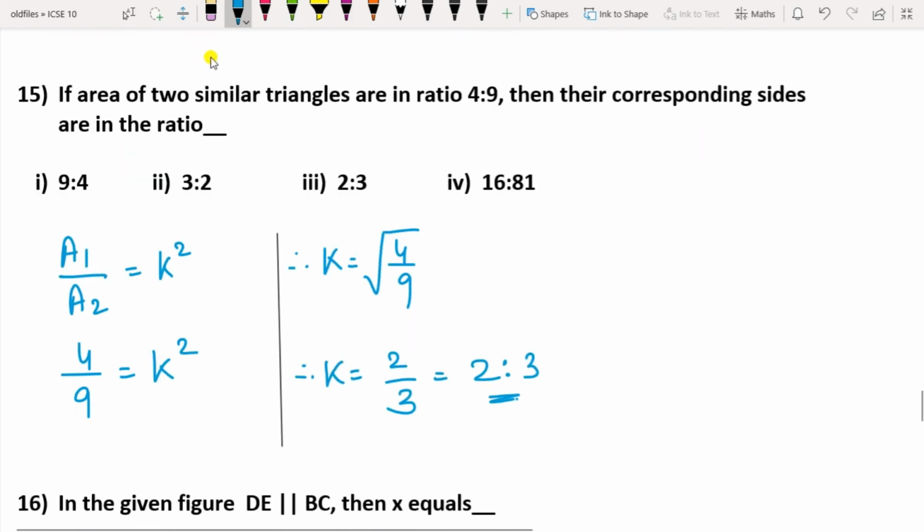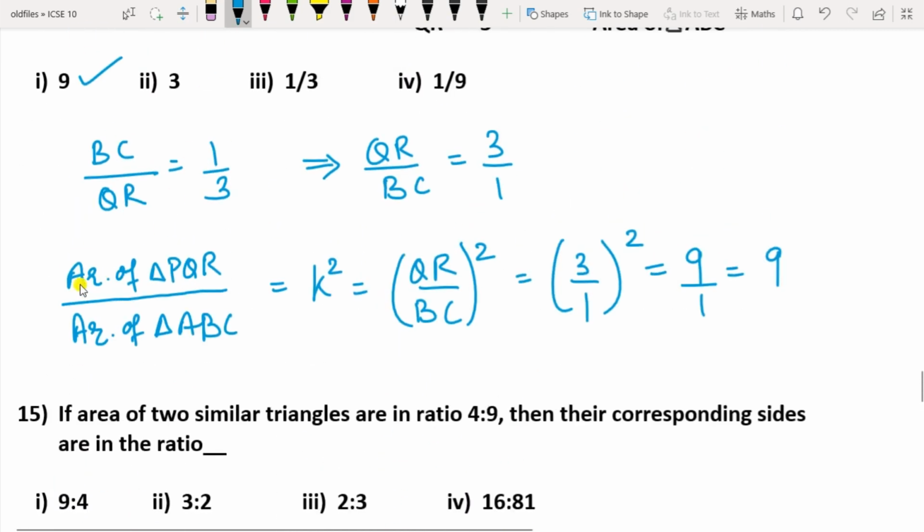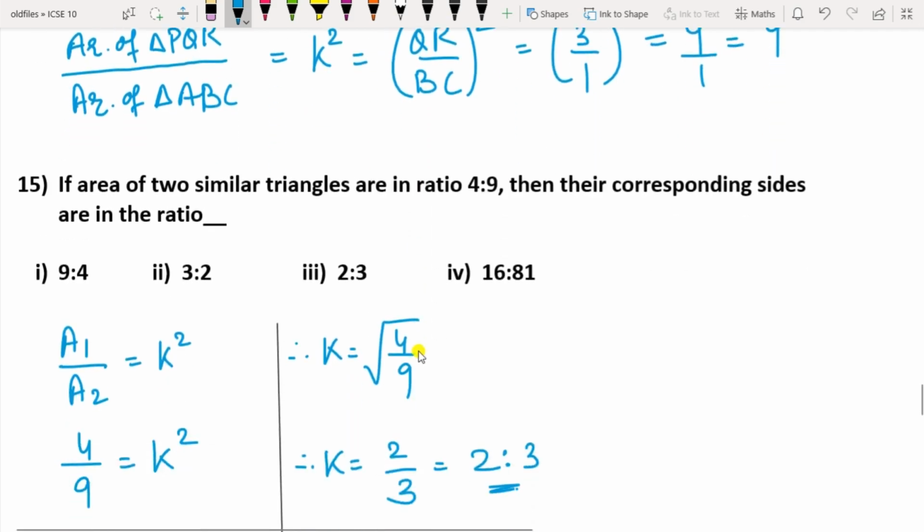Similarly for the above question you can find the volume also. If volume has been given, then you have to take k cube, make the cube of the side and then find the value, right?